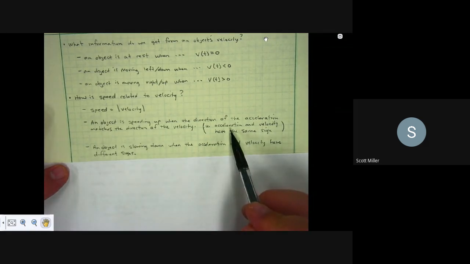So you want to remember that. Speed is the absolute value of the velocity. An object is speeding up or slowing down based off the sign of the acceleration and the velocity. Same sign, speeding up. Different signs, slowing down. So let's look at another example.